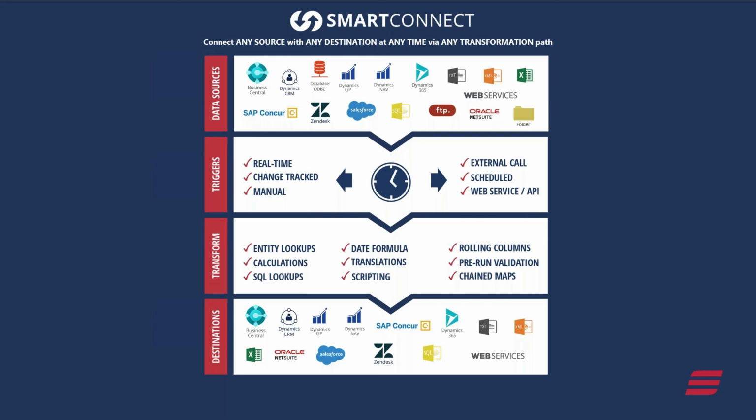So if you don't need it to run right as soon as the user clicks on save, maybe you just update your data every hour. We can track what's changed in that past hour against your data. You can also run manually either from Excel or from SmartConnect directly. And we do have a scheduler as well, so you can run it every 5 minutes, every hour, every week, every day, whatever you need it to do.